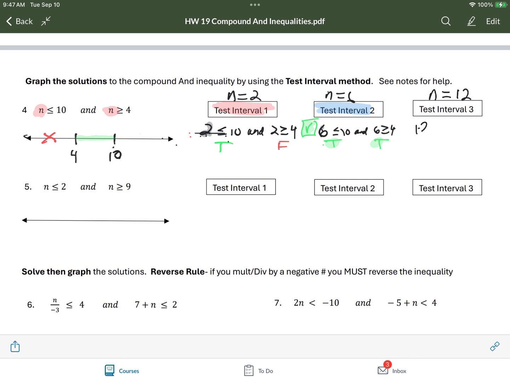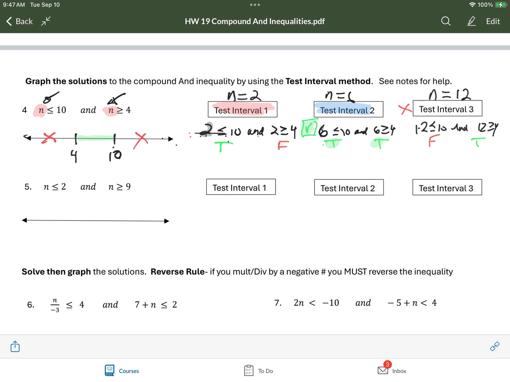And is 12 less than or equal to 10? And then is 12 greater than or equal to 4? So remember, we're plugging in the numbers for n when we're testing. And does that make it a true or false sentence? Is 12 less than 10? Nope. Is 12 greater than or equal to 4? Yes, but it did not make both of them true. So these are non-solutions.